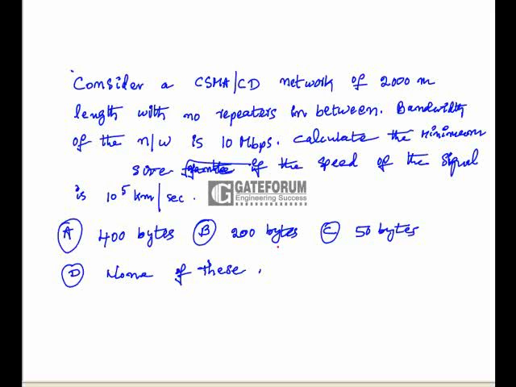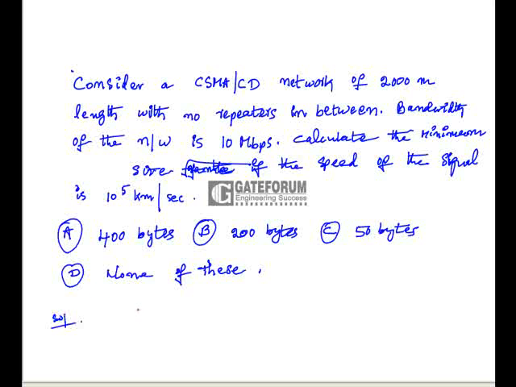CSMA/CD network of 200 meter length with no repeaters in between. Bandwidth of the network is 10 Mbps. Calculate the minimum size of the frame if the speed of the signal is 10 power 5 kilometers per second. We need to calculate the minimum size of the frame.